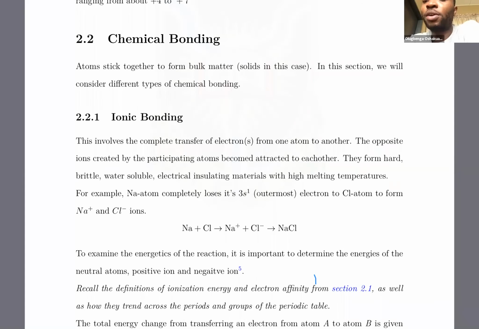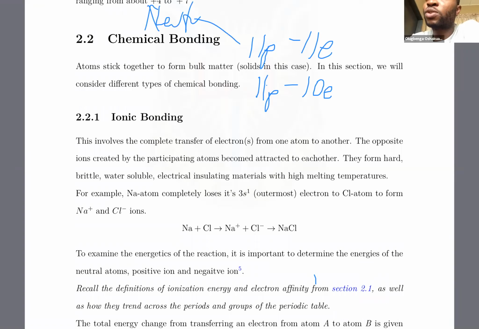So sodium loses an electron. When sodium loses an electron, it will be left with 11 protons and 10 electrons, because when it was neutral, it had 11 protons and 11 electrons. So now it has lost an electron. For that reason, the charge becomes +1.